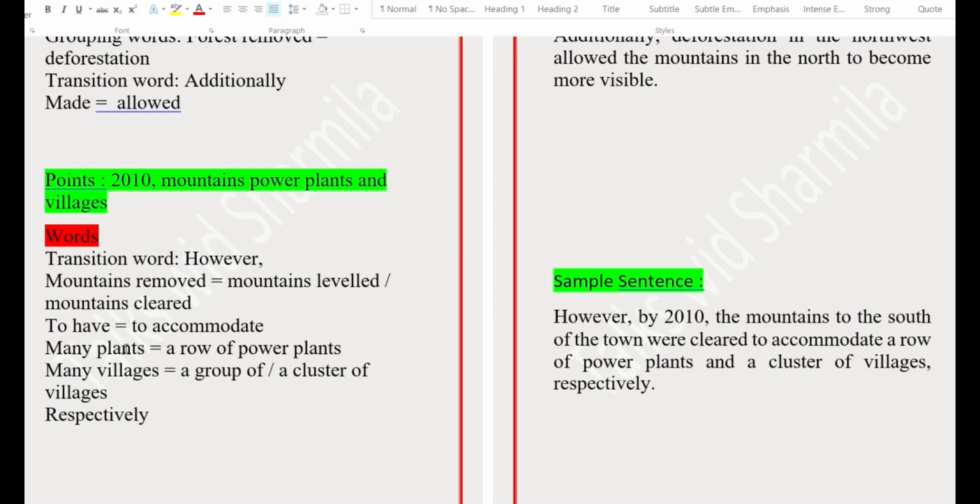So what happened here? "By 2010." It is the preposition "by." A comma is used before "by" and a comma after the year also. So it is: However, by 2010, comma, the mountains to the south of the town were cleared to accommodate a row of power plants and a cluster of villages respectively.